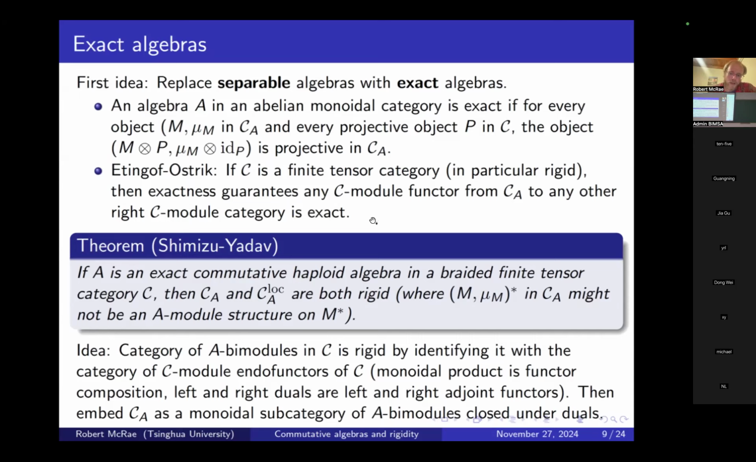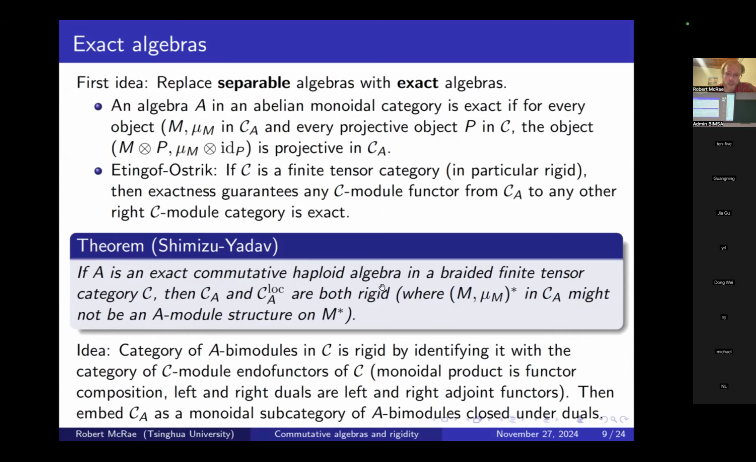So why are exact algebras good for the rigidity problem? Well, it turns out that if you have an exact, let's say, commutative haploid algebra in a braided finite tensor category, so I think I didn't say what haploid means. It's just a minor condition to say that there's only a one-dimensional space of morphisms from the unit object to A.